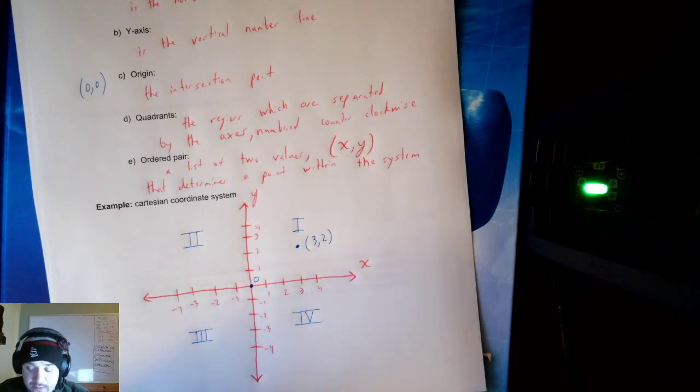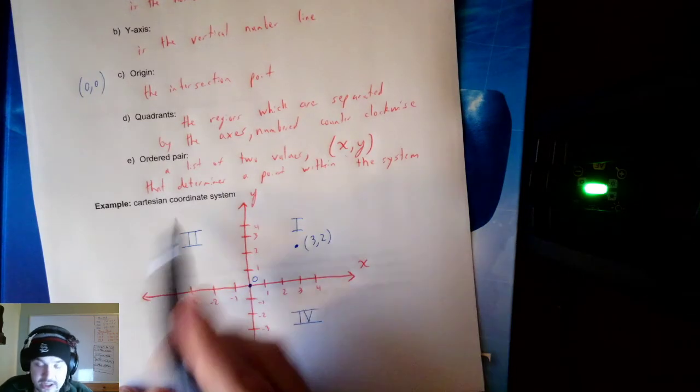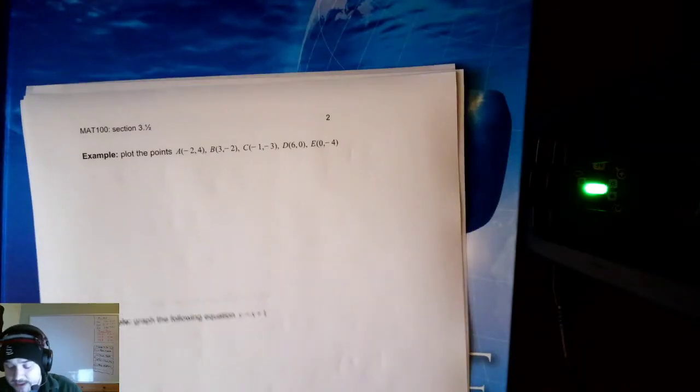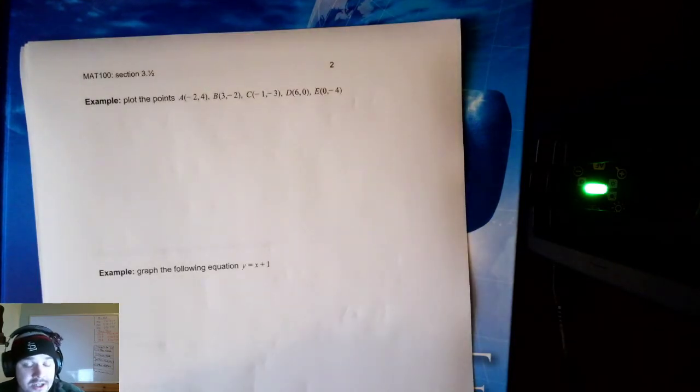There's lots of different names for it. We'll call it the Cartesian coordinate system, named after the mathematician Descartes who discovered it. Cartesian, Descartes. It comes from his name. And so let's take a look here. Let's plot some points. So let's look at what we can use a Cartesian coordinate system for.